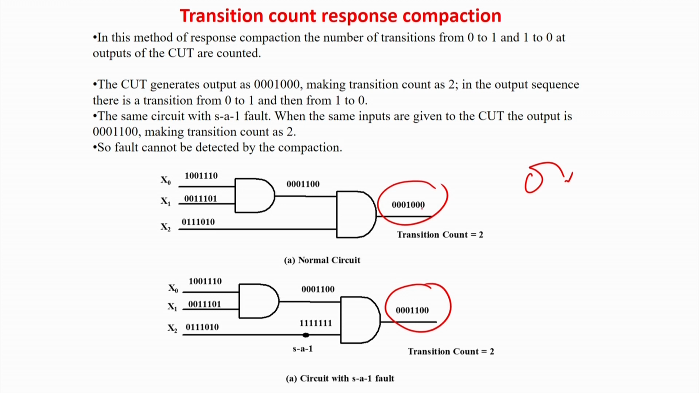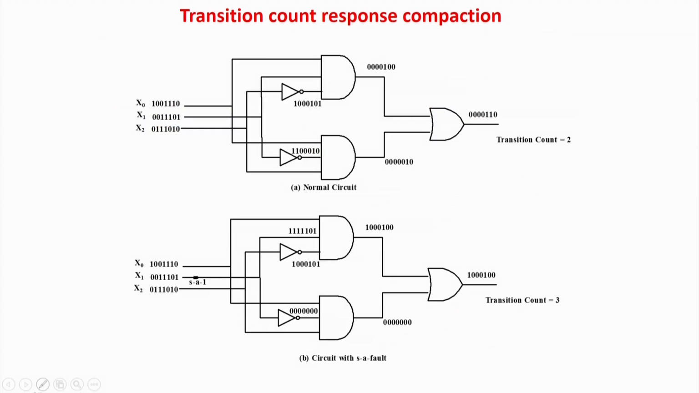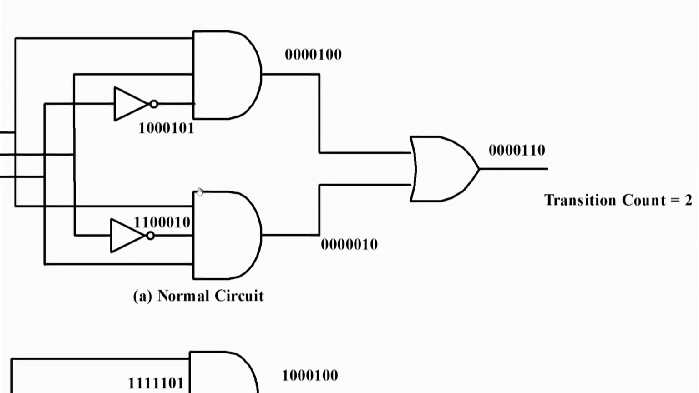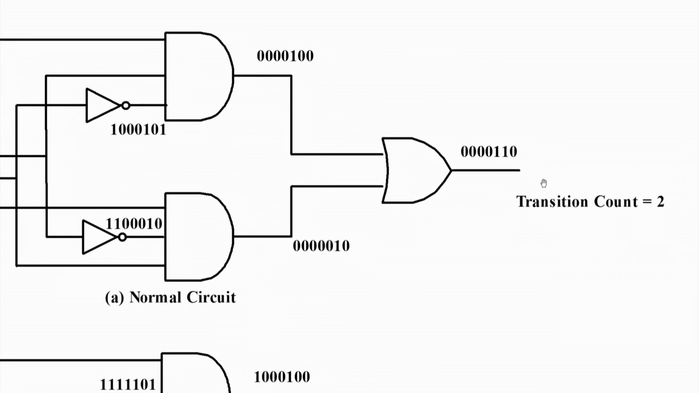But you look, the patterns are different. So if you are using the counting ones sequence, the fault can be detected. But when you are using a transition count, this fault is getting aliased. But for other cases, it may be the vice versa. Like the same circuit I am taking, the second example, same inputs, the pattern is something like this, this is the output, the transition count is 2.